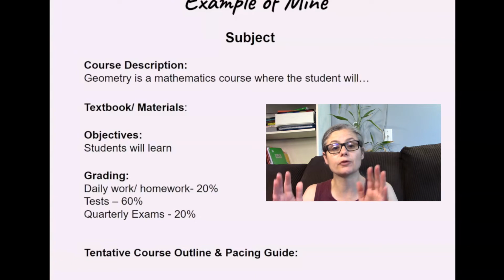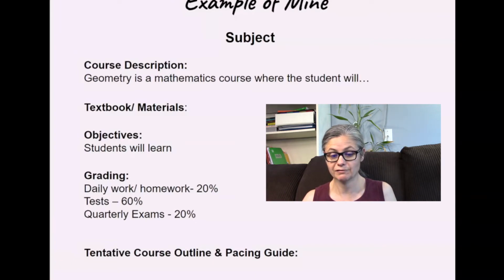So here's an example of the format that I use. I put the subject at the top. I write course description. Geometry is a mathematics course where a student will... If someone wanted a very shortened version of this, I could always just copy and paste this first paragraph. I then put textbooks and materials, objectives, what are they going to learn, grading, how I'm going to grade the course, or how it's graded if it's like an online course or someone else is grading it, and then a tentative course outline and pacing guide.